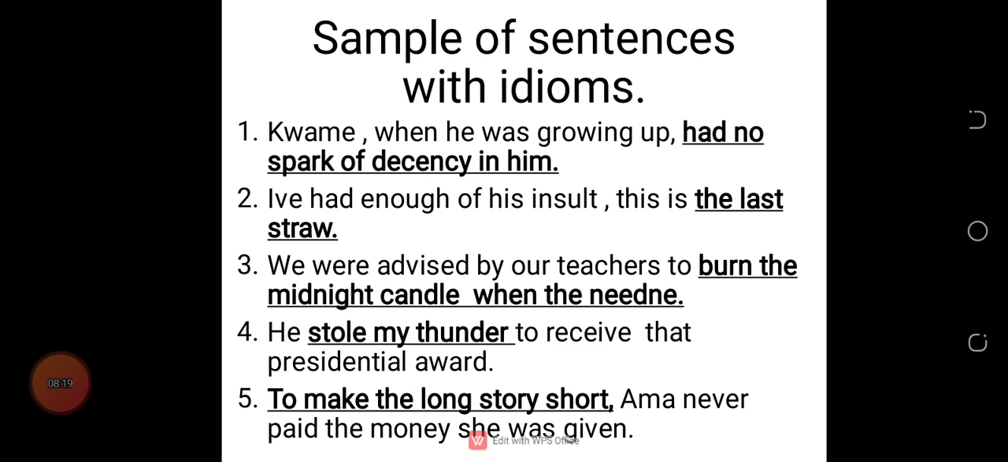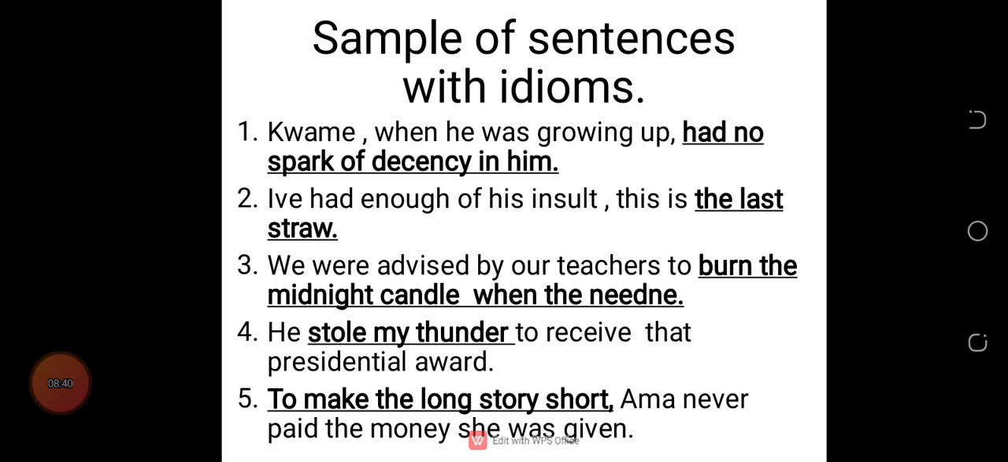Okay, let's look at this sample of sentences with idioms. One, Kwame, when he was growing up, had no spark of decency in him. Two, I've had enough of his insults. This is the last straw. It means you can't take it again. This is the last of it.